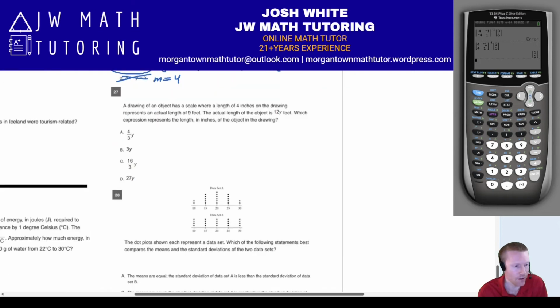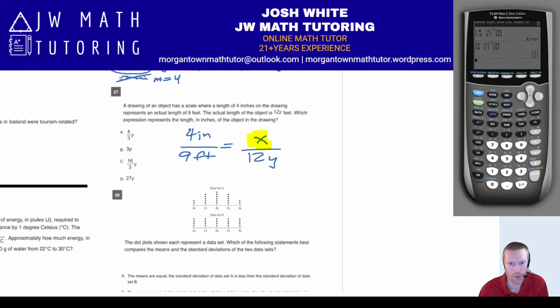Below it, at the bottom of the page, we have number 27. Here we have a problem where you're setting up a basic ratio, a basic proportion. So we know that essentially 4 inches is an actual length of 9 feet. And then they tell us the actual length of the object here is 12y feet. So we'll just use this expression, 12y, which represents the length in inches. Say this is just x up here. We're solving for this variable. You just set up a basic proportion, inches on the drawing on top, actual length on the bottom. Then you just rearrange this to solve for x.